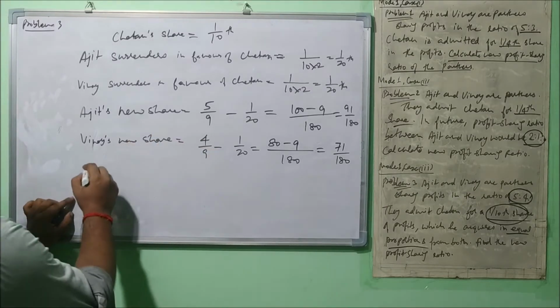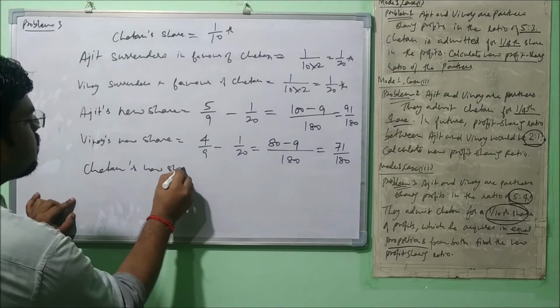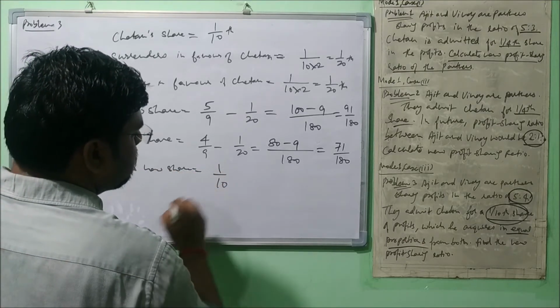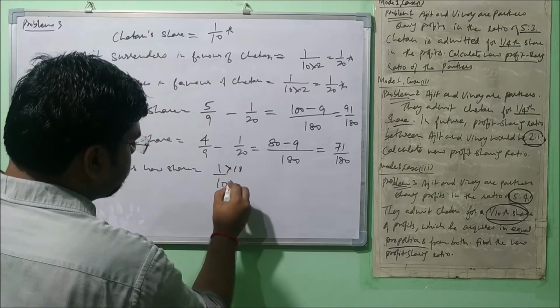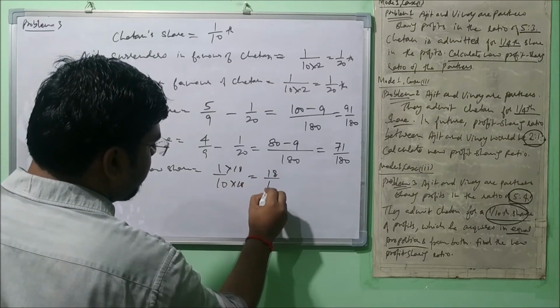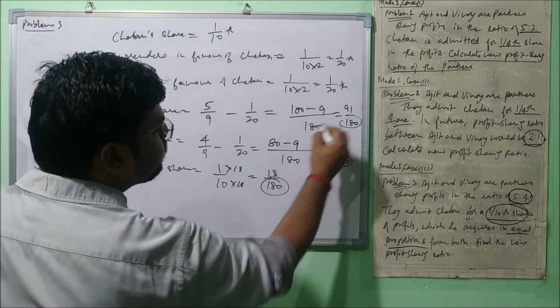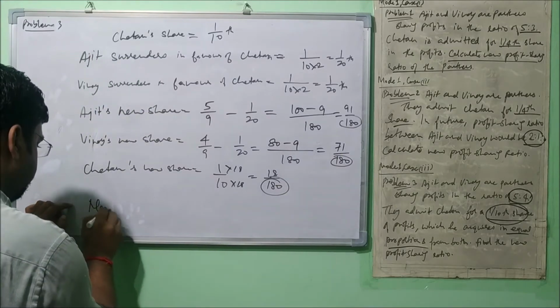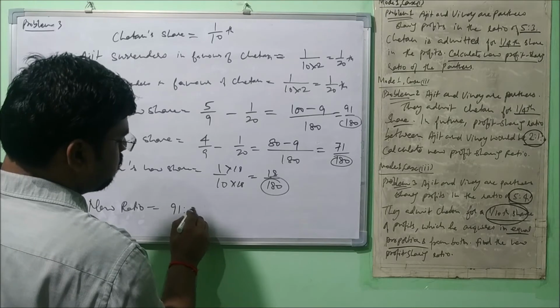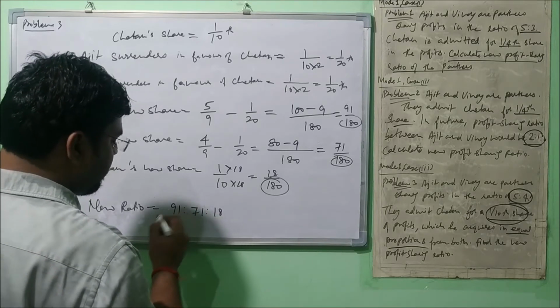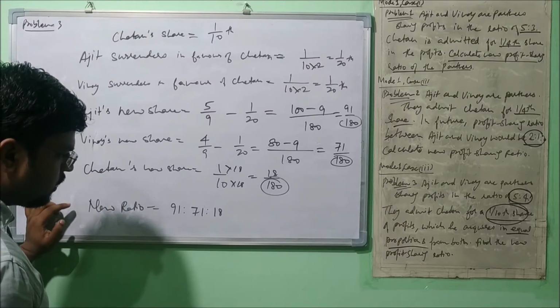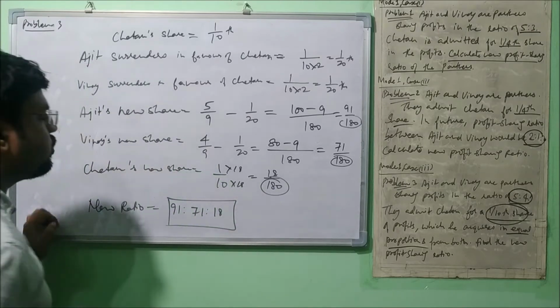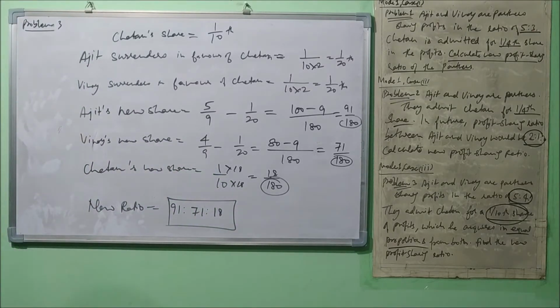Now let's see from Chetan's point of view. Chetan's new share will be 1/10. Now this 1/10 has to be converted accordingly. Okay, so we'll have to multiply at both places by 18. So it comes out 18/180. Now all the bases are equal. Okay, now we can have the new ratio. What is that? 91:71:18. If we can shorten it further, we will, but I don't think that it is divisible by any digit. So this is the final answer. That is the new ratio. Understood the point? So we'll have to stick to the condition of the question. If we go according to that, we can easily attempt the question.